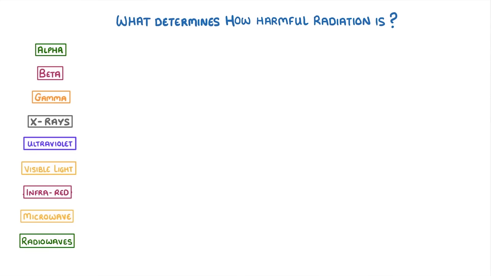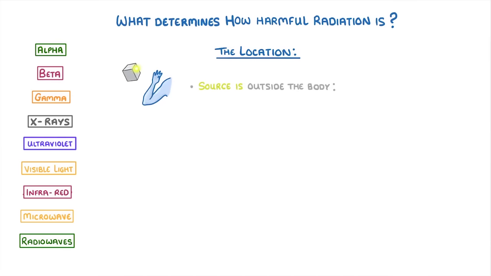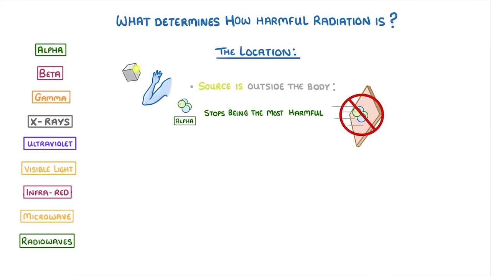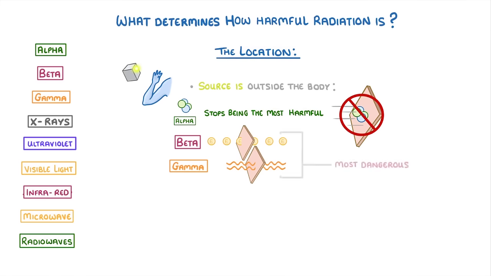If we arrange them all in one long list, from the most harmful to the least harmful, then it would look like this, with alpha being the most harmful, and radio waves not being harmful at all. However, the order of this list changes depending on the location of the source. If the source is outside the body, then alpha stops being the most harmful, because it gets stopped by a short distance of air, and can't penetrate the skin. Beta and gamma radiation, on the other hand, can penetrate the skin. And so for external sources, these two are by far the most dangerous.